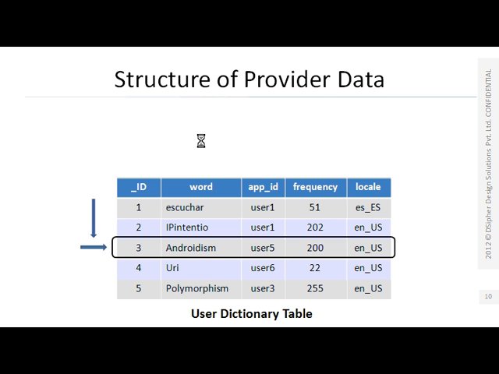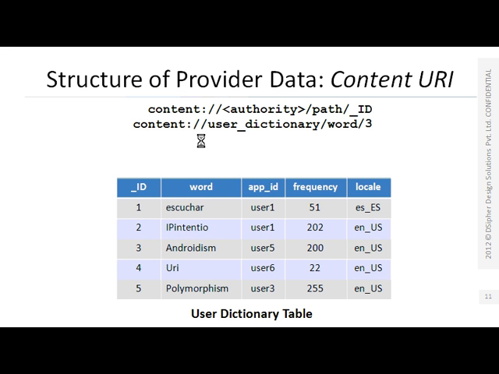So what happened here is, this is the user dictionary table. Here you just observe the column names and rows, right? When you are going to implement the content resolver, you must specify the path of the database. Here you must specify the path in terms of the authority, where user underscore dictionary is the table name of this table. After that, we will provide the column name as word, and underscore ID equal to 3.